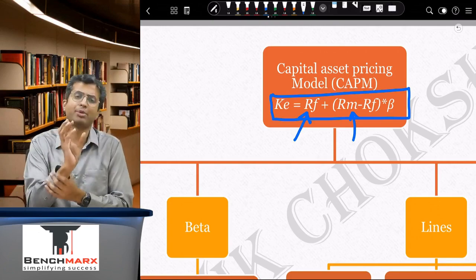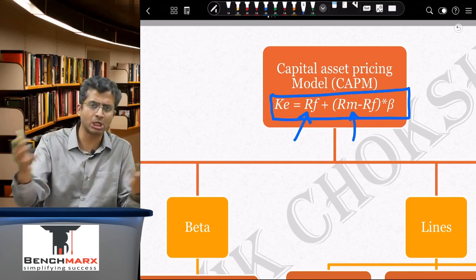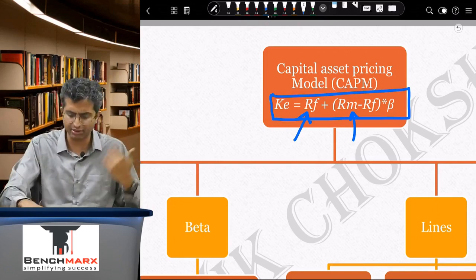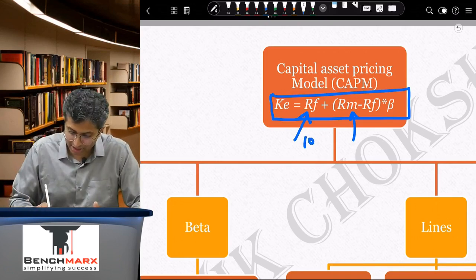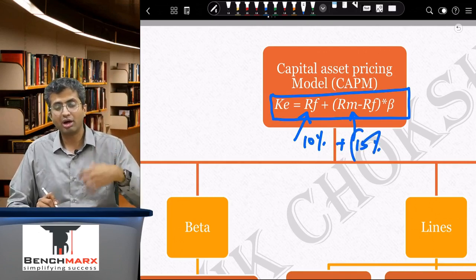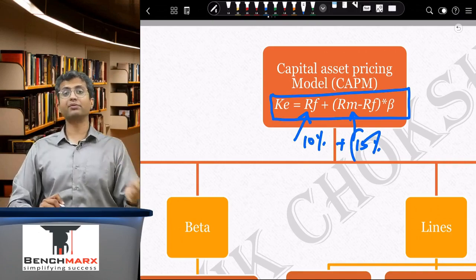So I'm going to take a proxy, and I would say, what is the return that an equity market in a particular country is giving? For example, it is giving 15%. So over here, the risk-free rate was 10. For example, the market gives a return of 15%. So can we say that the market gives 15 for bearing risk?